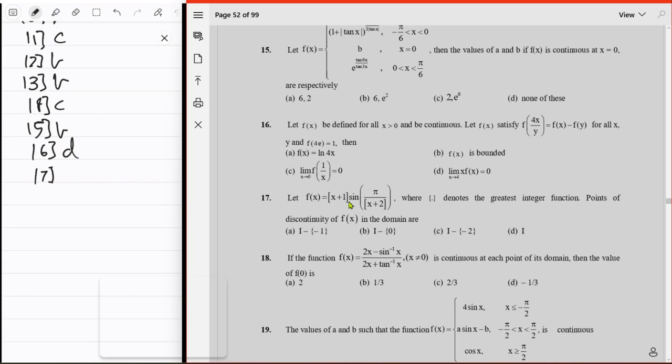17th. F of x is equal to mod of x plus 1 sine of pi upon mod of x plus 2, where this denotes the greatest integer function. Points of discontinuity of f of x in the domain are... Oh, yeah. So whenever this thing is 0, that point is just not defined. Otherwise it is defined, but we want discontinuity. Even if it's defined, it could still be discontinuous, right? And in the domain only.